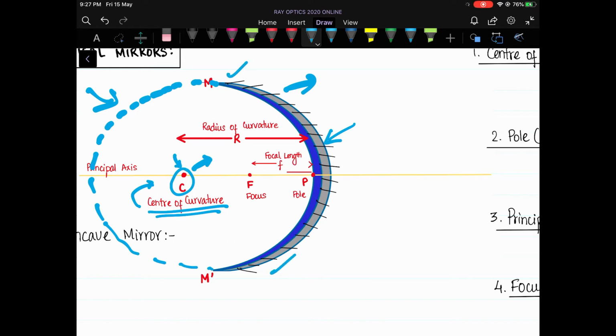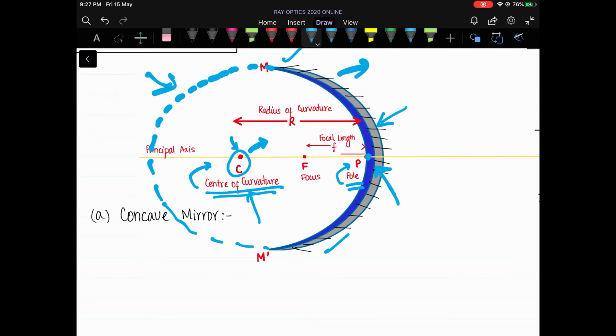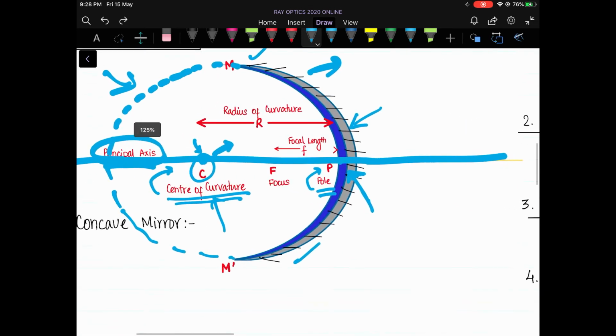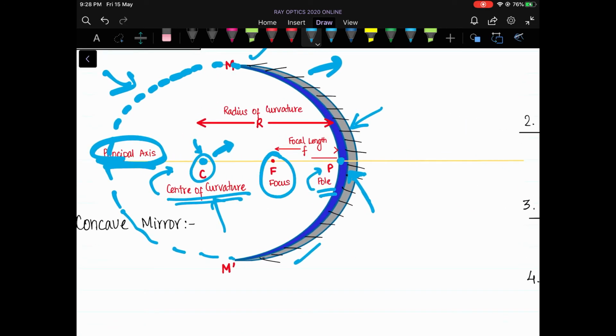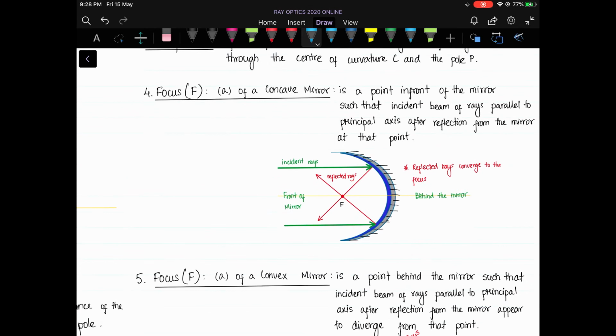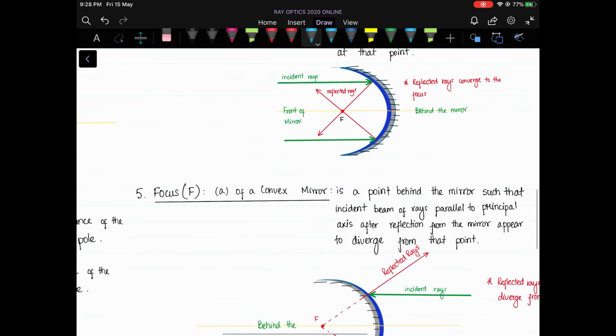Now if you take the center of the actual mirror, we call it the pole of the mirror. Now we have an axis called the principal axis, which we get by joining the center of curvature and the pole. It is an imaginary line. After the principal axis, we can define another point called the focus, which basically lies on the principal axis if our mirror is uniform in shape. Now what is this focus? To understand this focus, we have two different definitions of this focus. One is for your concave mirror and one is for your convex mirror.